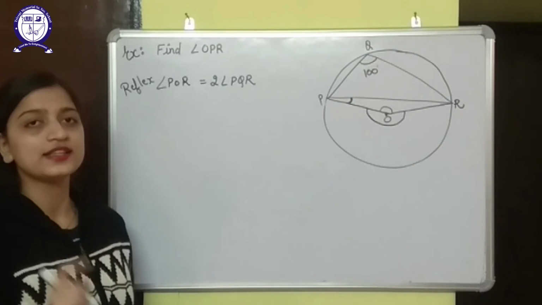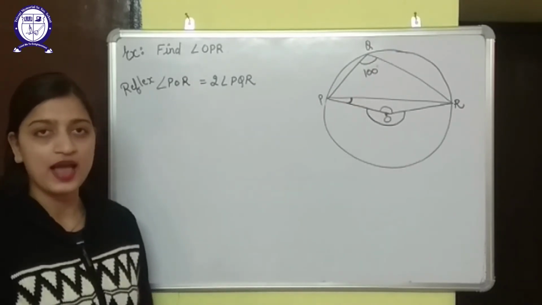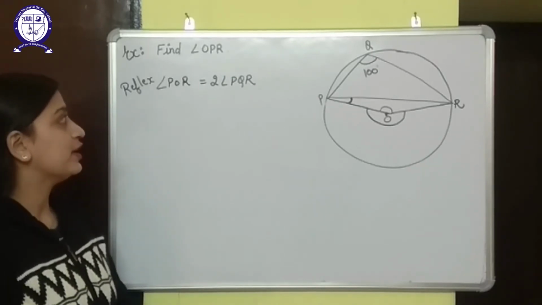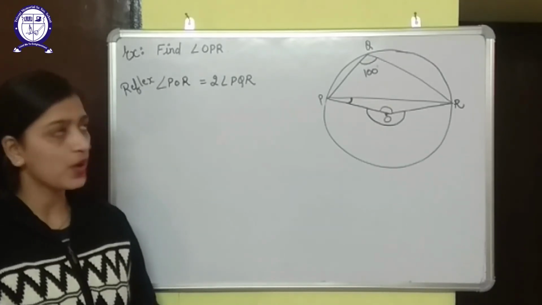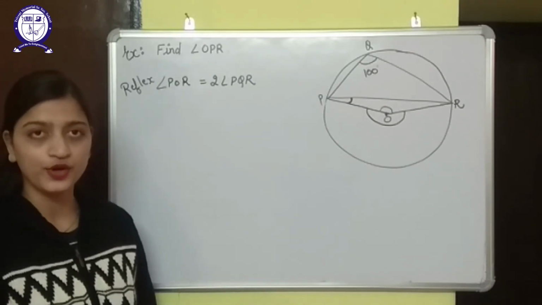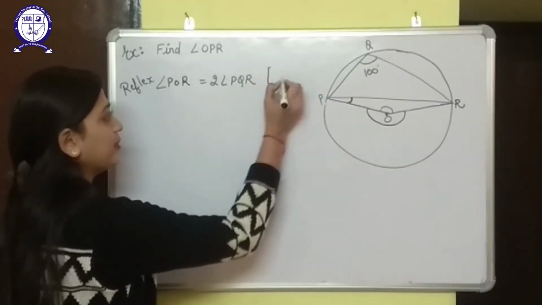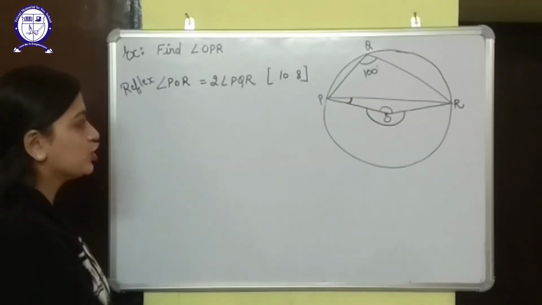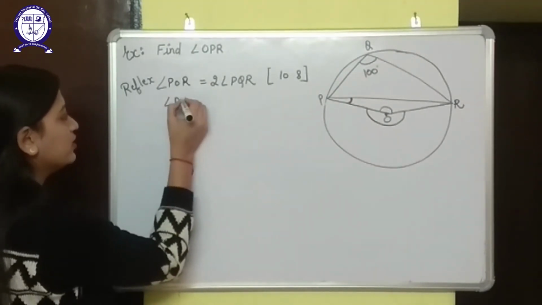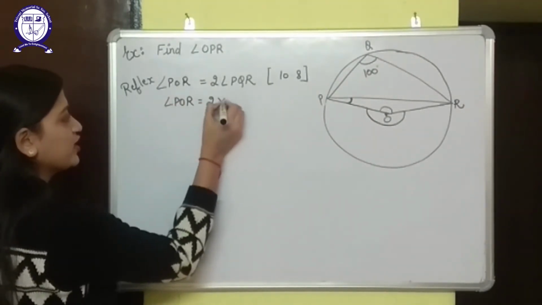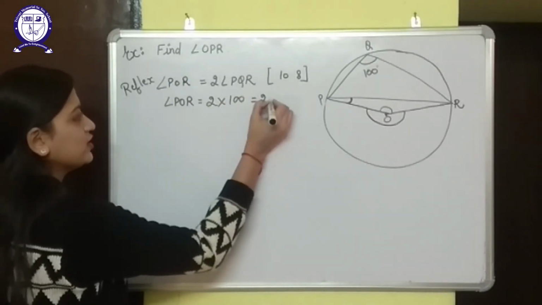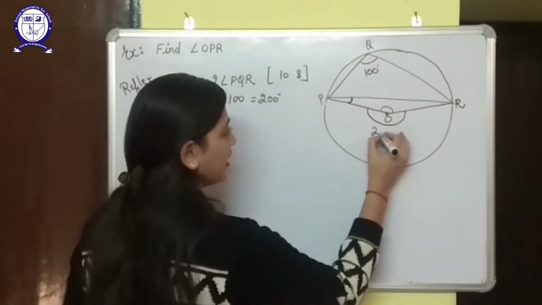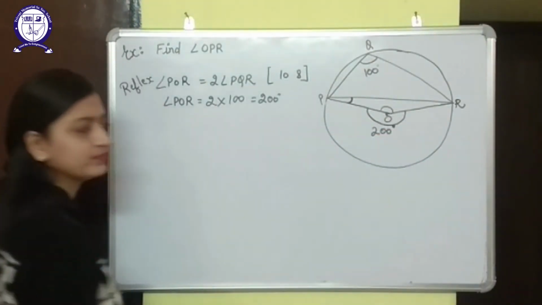And if the angle is greater than 180 degrees, we write the name as reflex angle POR. Okay, so my reflex angle POR will be twice of angle PQR. Why? By theorem 10.8. And you need to write the statement of that theorem here. So we can say angle POR is equal to twice of 100, that is 200 degrees. Okay, so this angle is my 200 degrees.